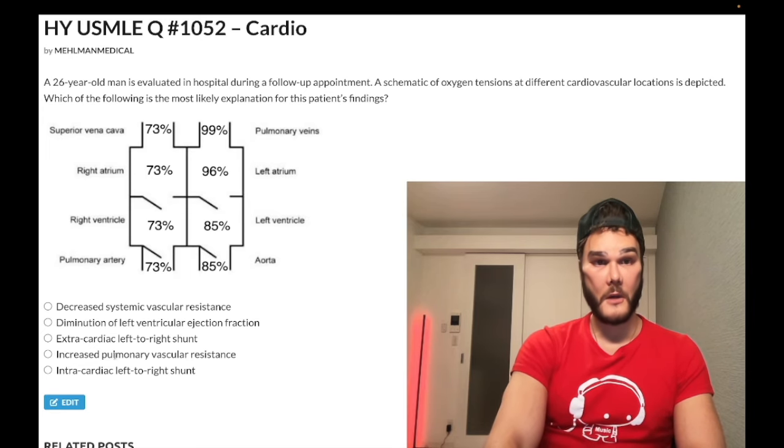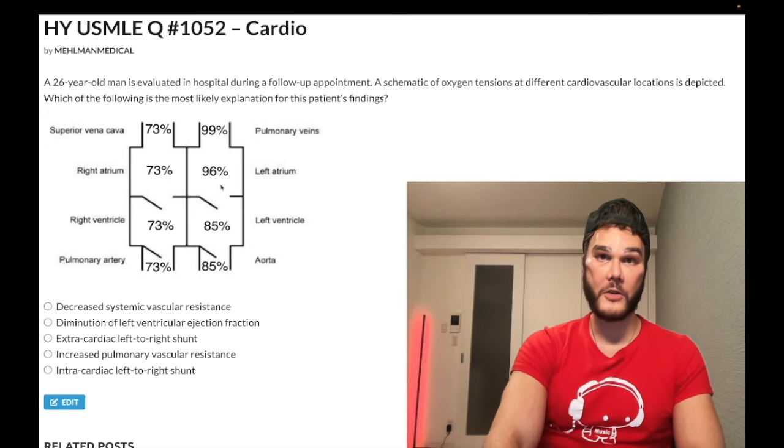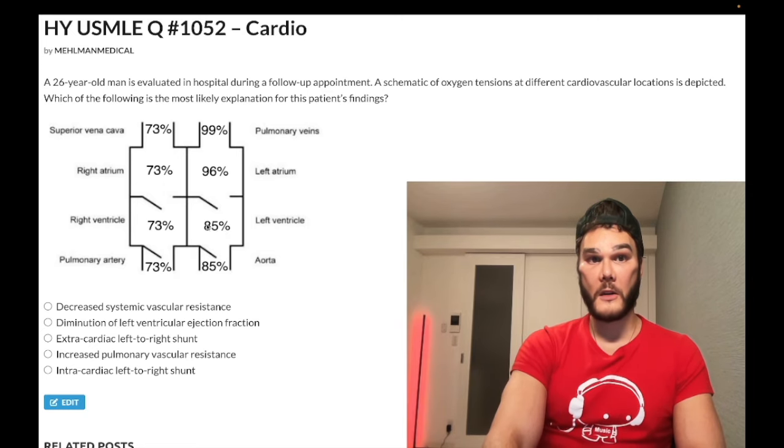Choice D, increased pulmonary vascular resistance, correct answer. Patient's got Eisenmenger syndrome. We clearly have a step down in oxygenation between the left atrium to left ventricle, which is impossible unless we have a VSD where we have a right to left movement of deoxygenated blood from the right ventricle to the left ventricle.